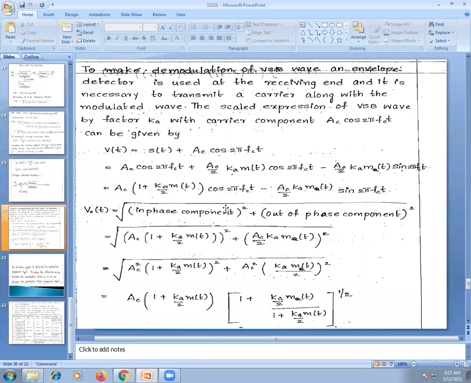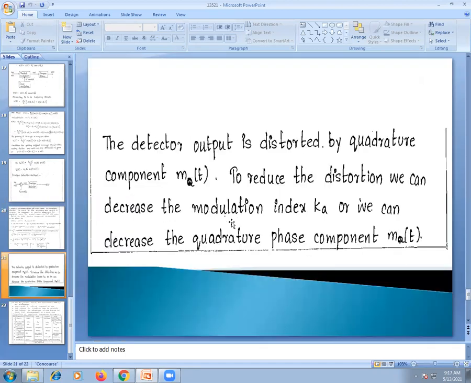So go through the mathematical derivation. The detector output is distorted by the quadrature component M_Q of t. To reduce the distortion, we can decrease the modulation index Ka, or decrease the quadrature phase component M of t.